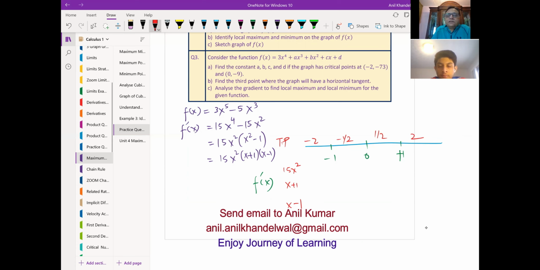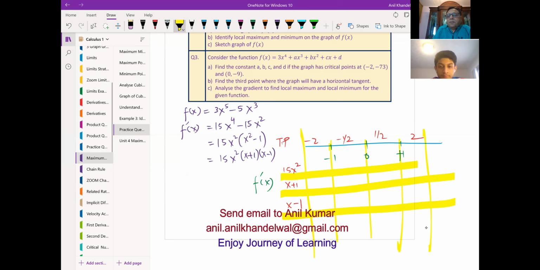Now, if I substitute these values in each interval, let me draw these lines so that it's clear for us in which intervals we are getting a positive result and where we are getting a negative result. Is it okay? Yes, sir. Now, if the value is minus 2, then x squared will always be positive. So clearly we know this value is always positive, because it is x squared, nothing to worry about.